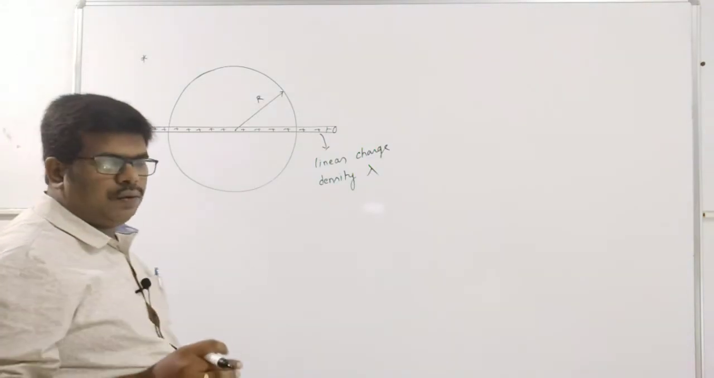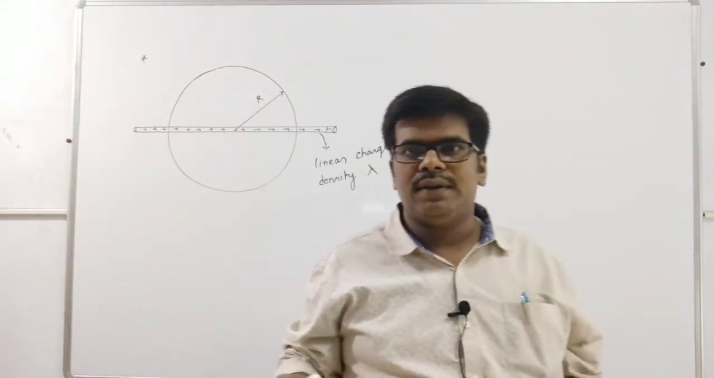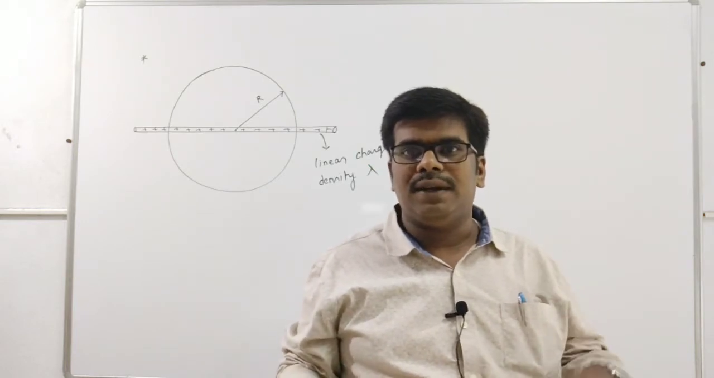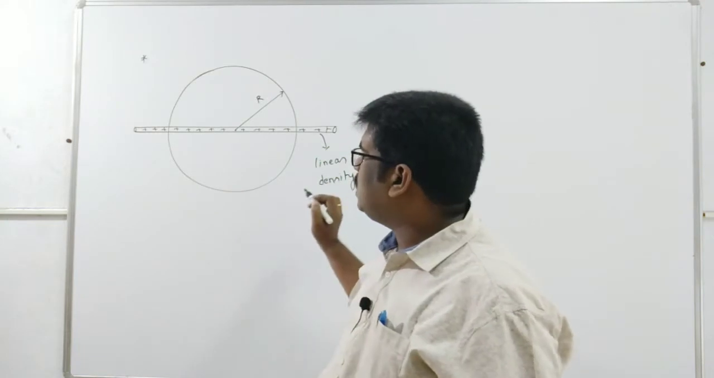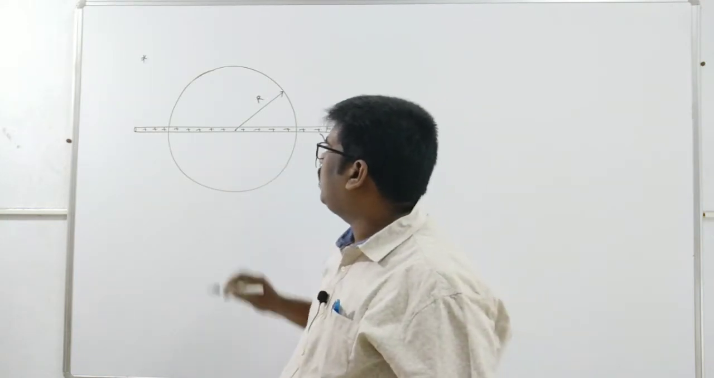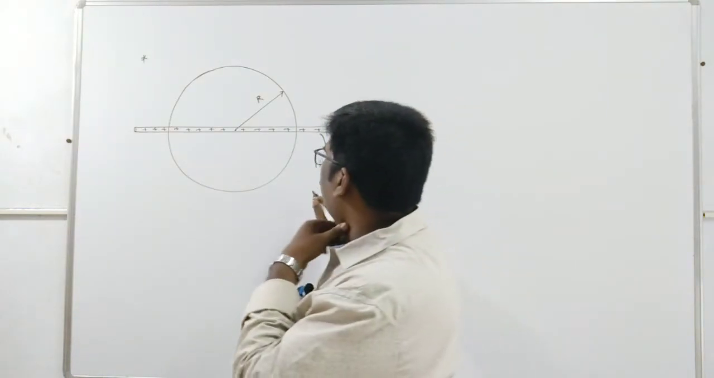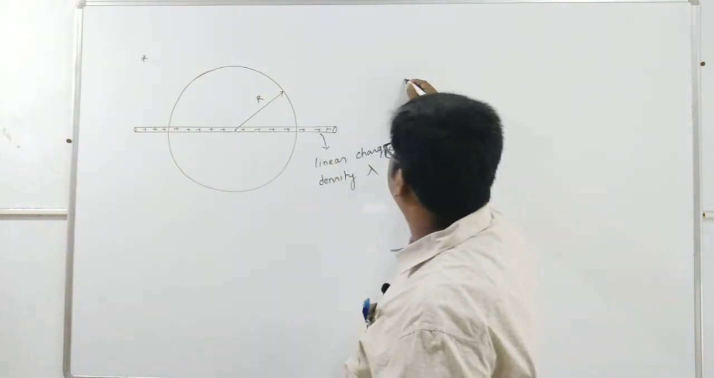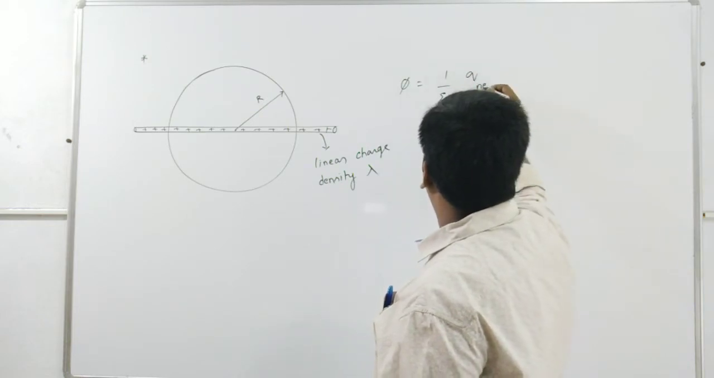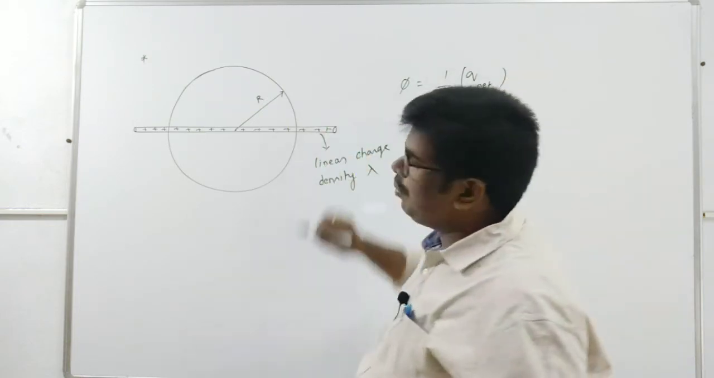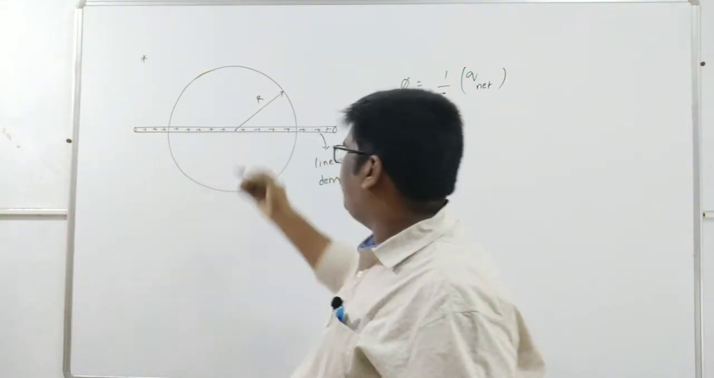So flux through a closed surface, from the Gauss law we discussed, is nothing but 1 by epsilon naught times the net charge enclosed by that closed surface. Here we are not taking a point charge. For a point charge, you can directly write flux phi equals 1 by epsilon naught times q net. But here it is a continuously charge distributed body.